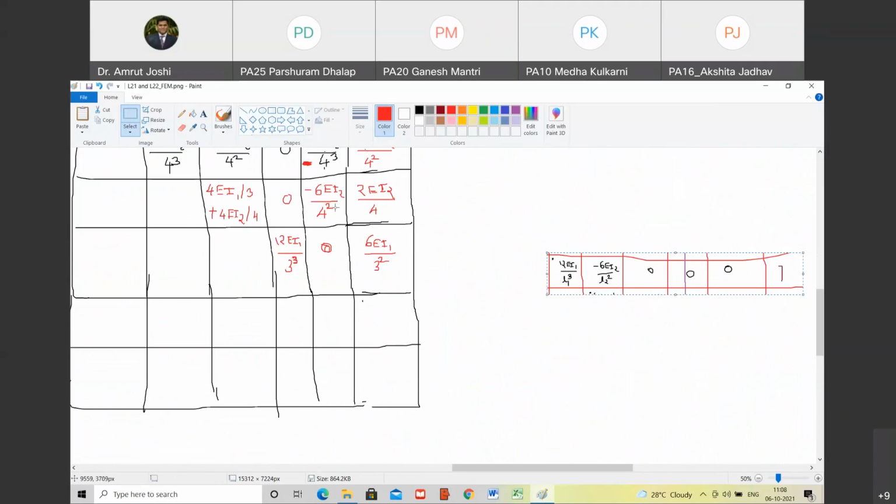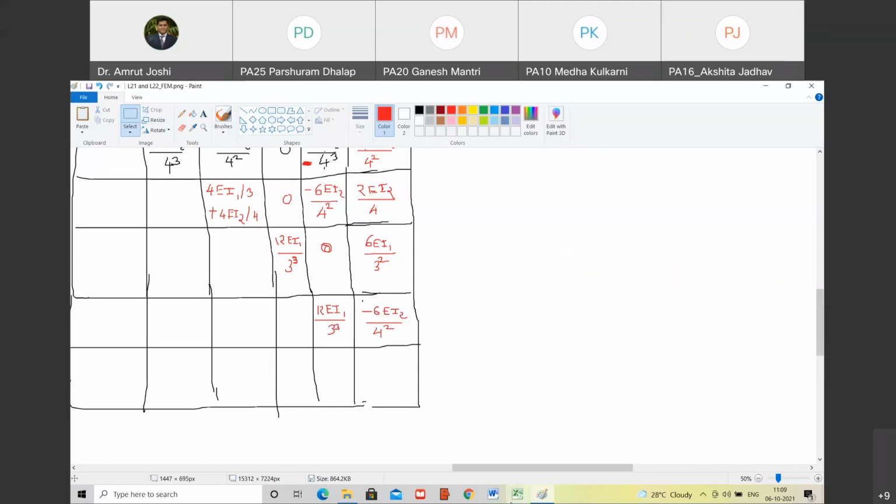Now, minus 12 EI1 upon L1 cube. So minus 12, no, plus 12. How can a diagonal term be minus? So 12 EI1 upon L1 cube. L1 is 3. And next is minus 6 EI2 upon L2, that is 4 square. The 7th row is over. Now we need to look at only one element in the 8th row, and that is K88.